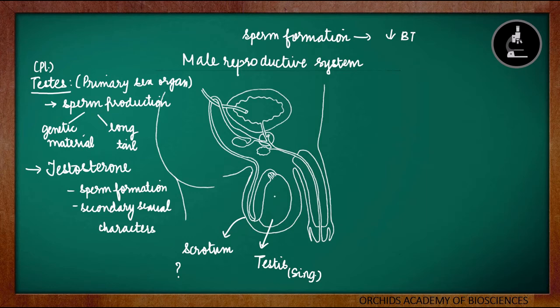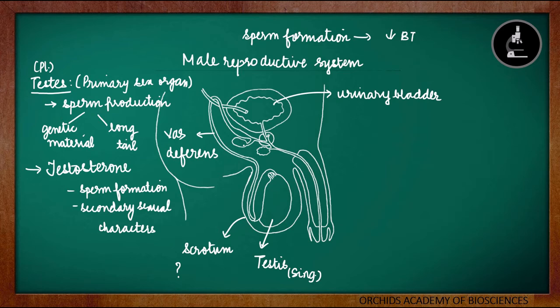So the sperm which is produced in this testis will then be delivered through this vas deferens. This vas deferens will be carrying the sperm produced by the testis, and if you see, this vas deferens will then unite with the tube which is coming from this urinary bladder. So the vas deferens and this tube from the urinary bladder will unite.